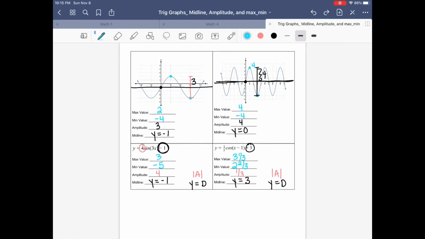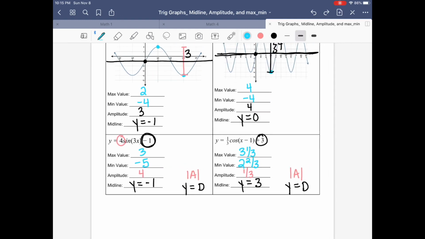All right, so just to kind of refresh and make sure we're all on the same page here, my midline is going to split my waves in half. Okay, so you're always going to look for that equal distance above, so to the hill, to the crest of the wave, and then to the trough going down. My amplitude is half the distance from the midline to the top of the crest, or from the midline to the bottom of the trough of the wave. And then my maximum value, my minimum value is how high does that wave go, or how low does that wave go.